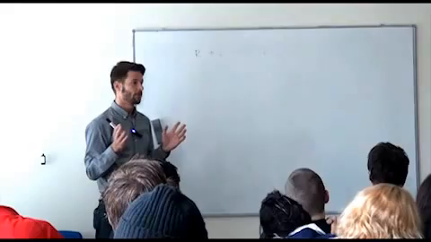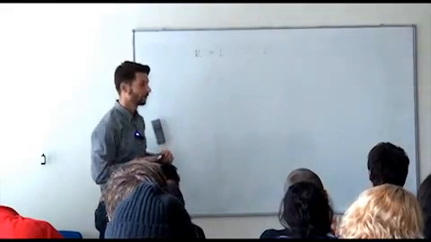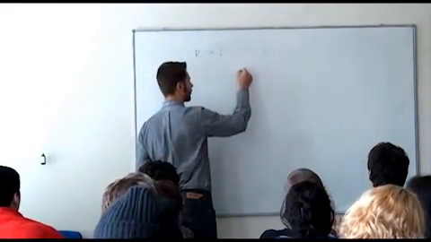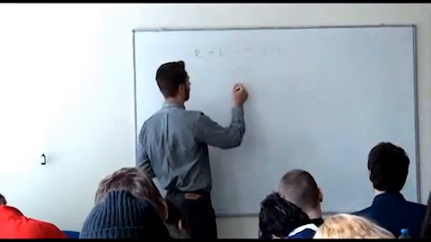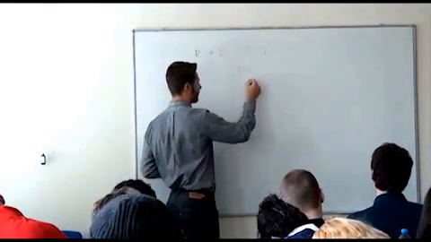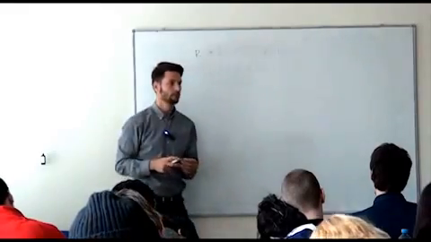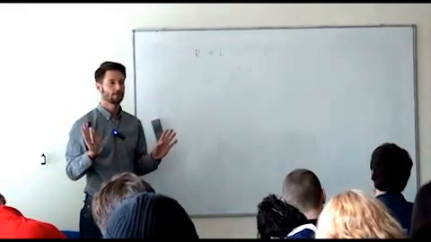Just a general equilibrium constant: RL over R plus M. So the equilibrium concentration of RL, of the complex, divided by the product of the concentration of free receptors and free ligand. Okay?